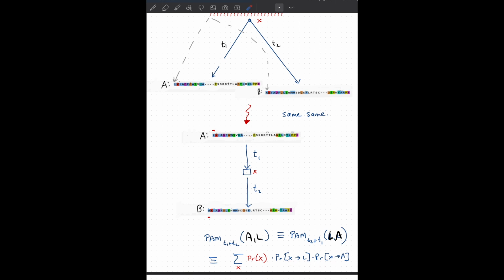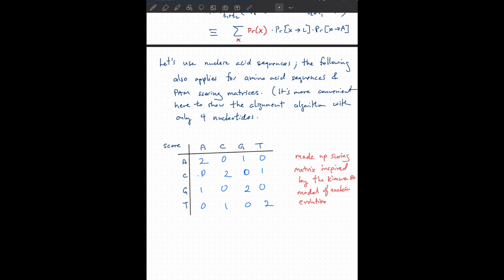Okay, so next class, we're going to pick it up right here, and I'm going to go through the dynamic programming algorithm with a simple example back at the nucleic acid level just for convenience, and show you how sequence alignment works. Okay, so I'll see you at next class.